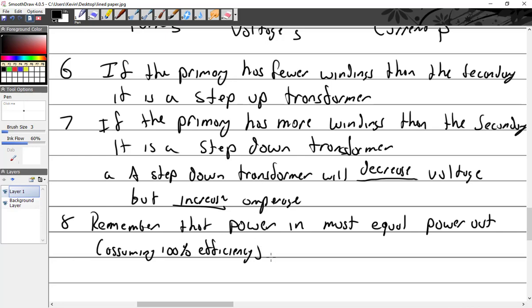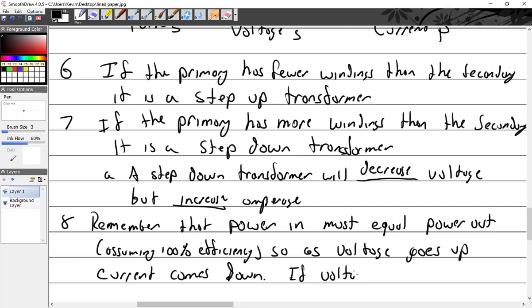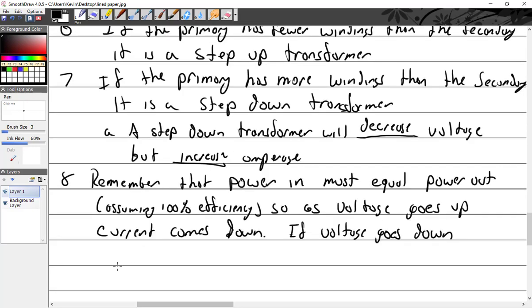Assuming it's so, as voltage goes up, current comes down. If voltage goes up, so voltage goes up. If voltage goes down, what happens? Current what?